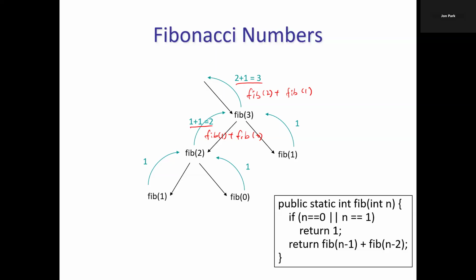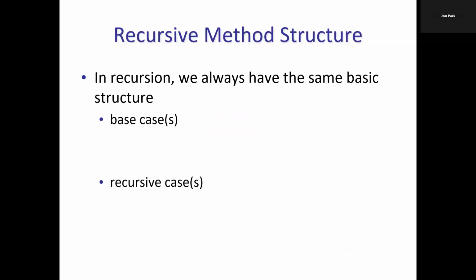Now we've seen two examples of recursive methods. We're going to talk about the general structure of recursion. Every recursive method has two types of cases. One is the base case, and the other is the recursive case. The base case is basically the case where you stop recursing.